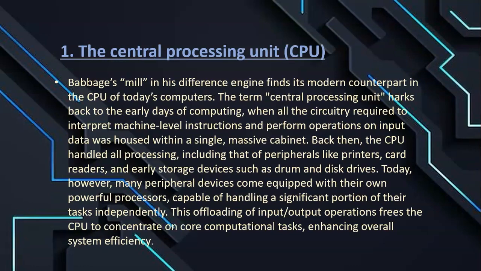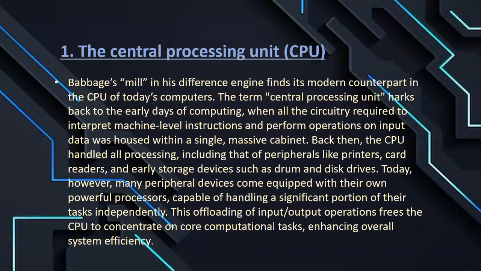The central processing unit. Babbage's Mill in his Difference Engine finds its modern counterpart in the CPU of today's computers. The term central processing unit harks back to the early days of computing, when all the circuitry required to execute machine level instructions and perform operations on the input data was housed within a single massive cabinet.